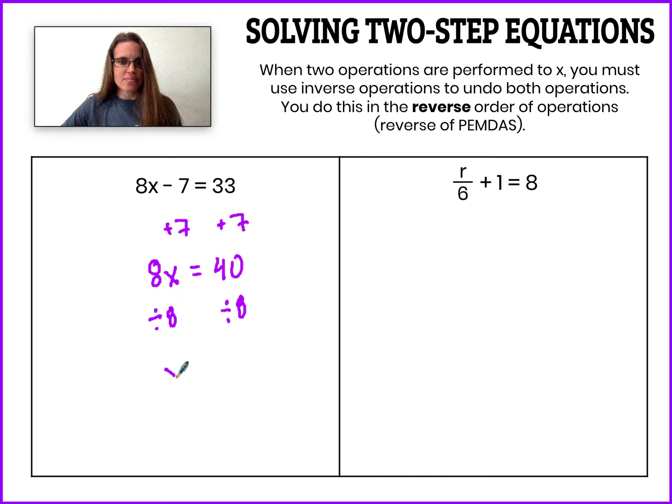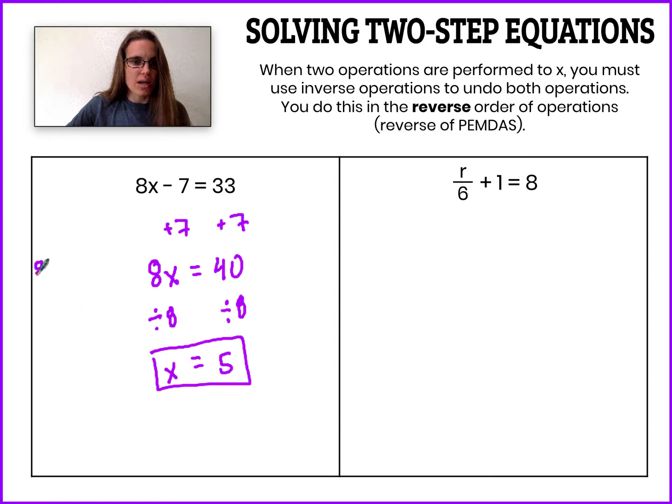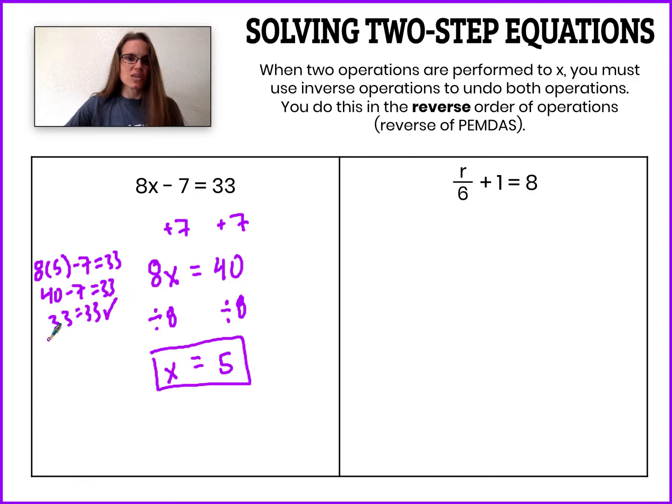8x divided by 8 leaves me with x. And then x equals 40 divided by 8, 5. 5 is my solution to this equation. If I want to check my work, I can go ahead and plug it back in. I can plug 5 in for x and check to see, does 8 times 5 minus 7 equal 33? 8 times 5 is 40. Does 40 minus 7 equal 33? Yep, 40 minus 7 is 33. 33 equals 33 is a true statement, and so I have verified that x equals 5 is my solution to this first example.